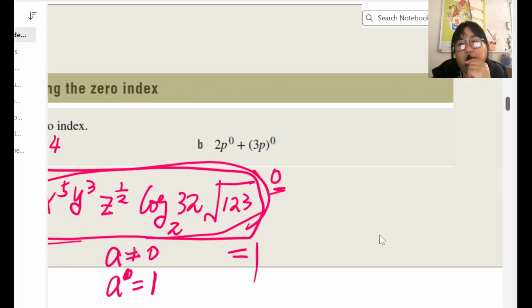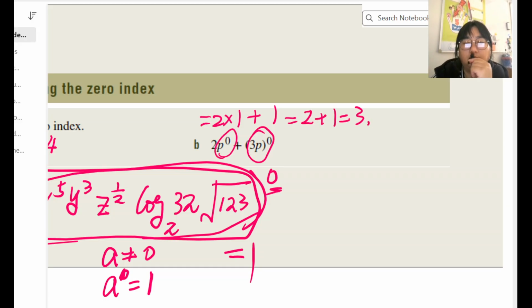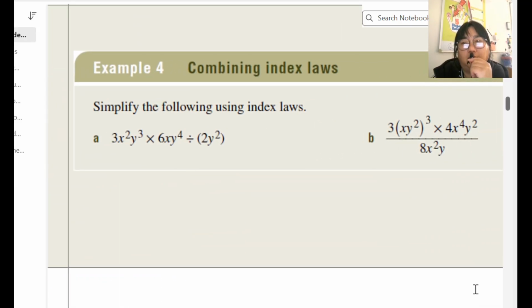So now we check question B. B is 2 times p to the power 0, which is 1, plus this whole thing, which is 1. So 2 plus 1, that is 3. Okay, now we have a look at the last one.